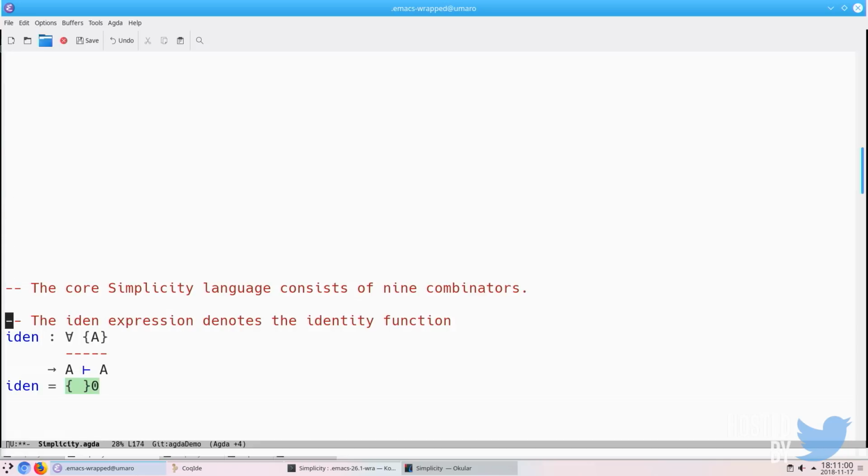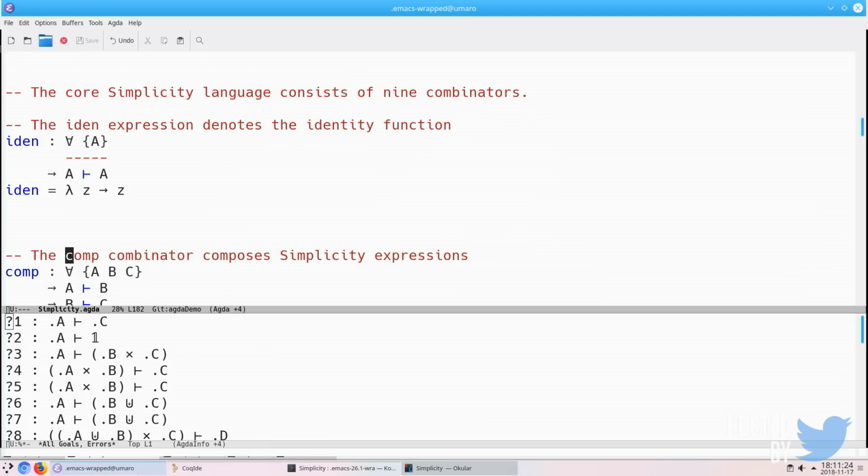Right, so we have an identity expression. Its input and output types are the same. We can give it semantics, and the semantics is going to be the identity function. Now, you might be familiar with type inference, where if you give an expression, you can infer the type. But in Agda, we also have program inference. So given a type, we can infer the program. So let's just do that. Right, it's the identity function. There we go.